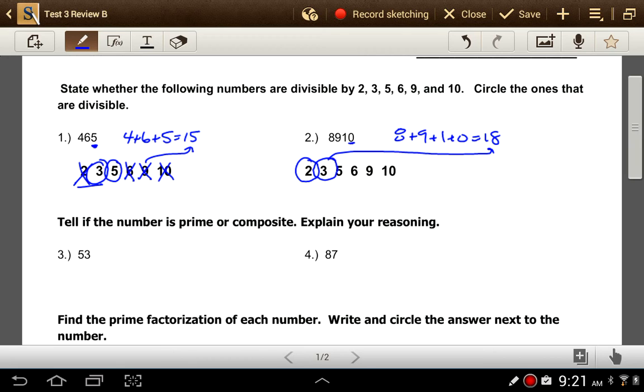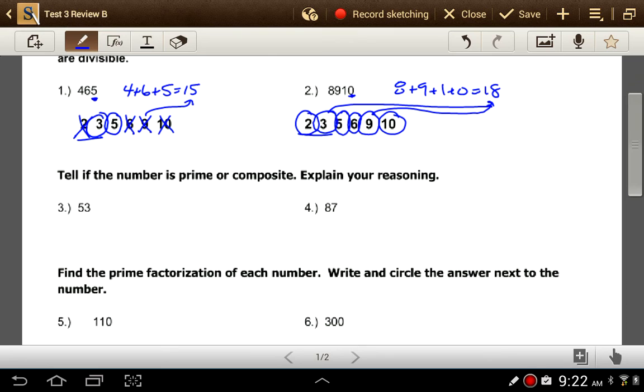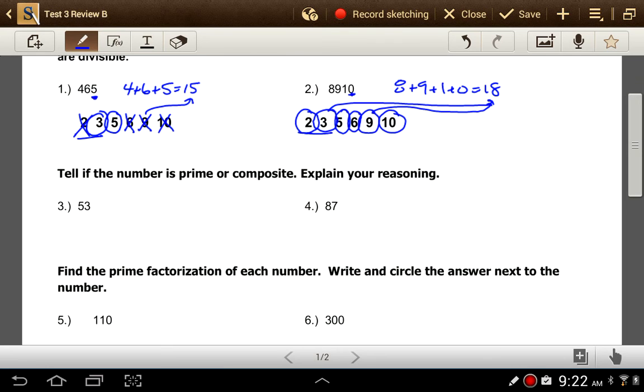It ends in 0, so the rule for 5 is ending in 0 or 5, so 5 is a yes. For 6, I've circled 2 and 3, so I circle 6. For 9, I look at that 18 again. 9 goes in 18, so it's divisible by 9. And because it ends in 0, it's divisible by 10, so it is all of them. Okay, that's 1 and 2. Problems 3 and 4. Pause it and answer these real quick, and then press play when you're done.